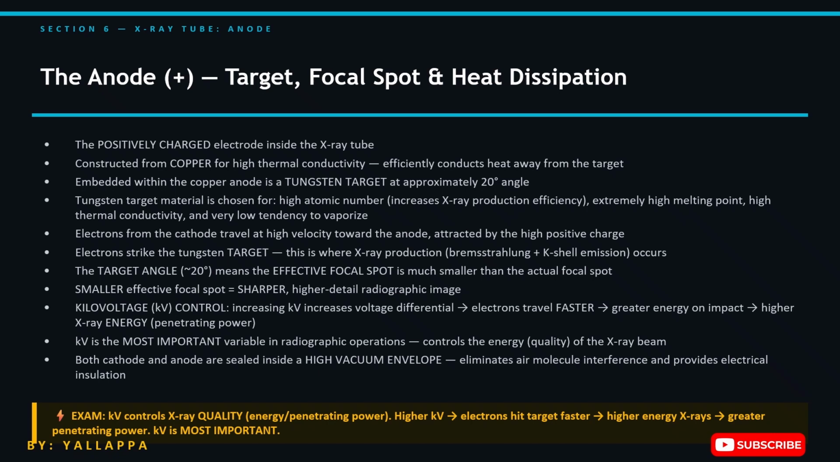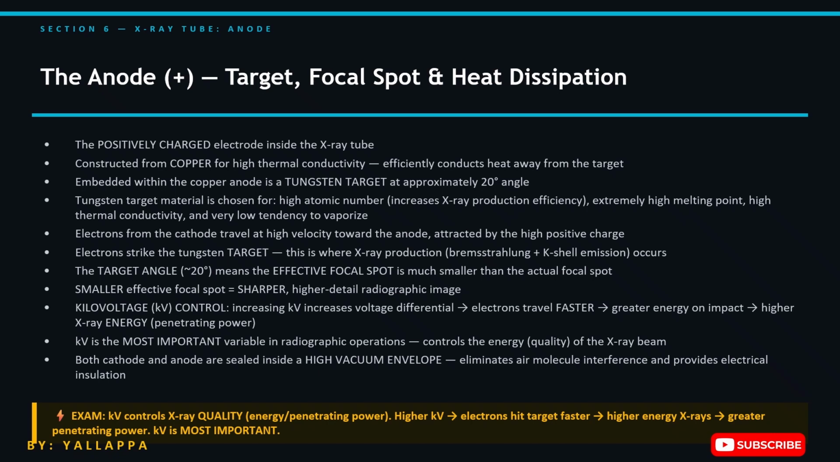Now consider the second major control, kilovoltage. Increasing kV increases the potential difference between cathode and anode. Electrons therefore reach the target with greater kinetic energy. That produces a higher energy X-ray beam with greater penetrating capability. So the classic level 3 distinction is: mA primarily controls quantity. kV primarily controls energy or quality.